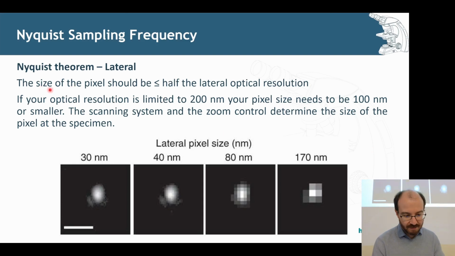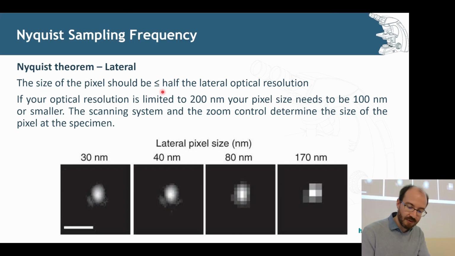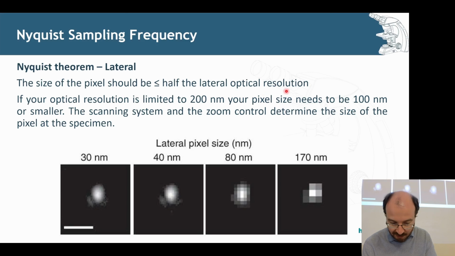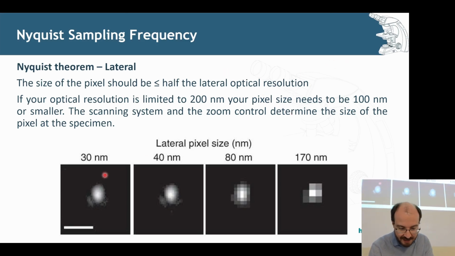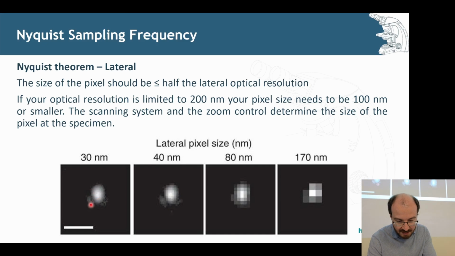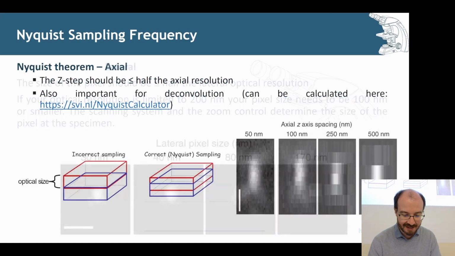Yeah, so then the Nyquist theorem or Nyquist sampling frequency requirement is that the size of the pixel should be less than or equal to half of the lateral optical resolution. So it's directly related to what the microscope can actually capture. Otherwise, you can initially see that I've got some separate structure things going on there, and then at this resolution, I can no longer see them. So I've made my point, I think.